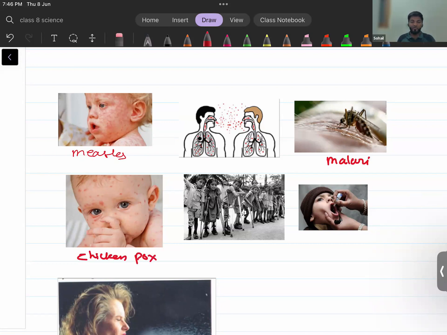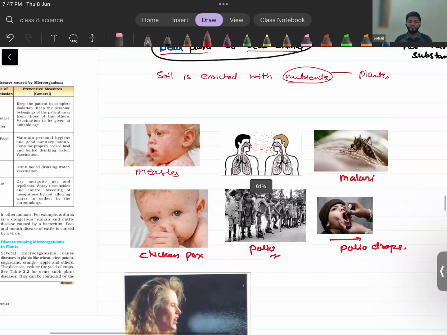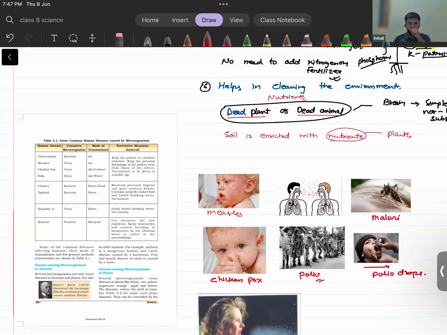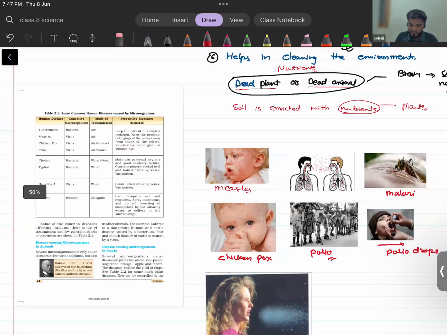When the vaccine for chicken pox was not developed earlier, lakhs and lakhs of people used to die from chicken pox. And in the fifth figure, these kids were not given the polio vaccine when they were young. So here a child is being given polio drops. Right, guys? So this is just an example of how microorganisms can be deadly for our health. So the first thing is disease causing microorganisms.